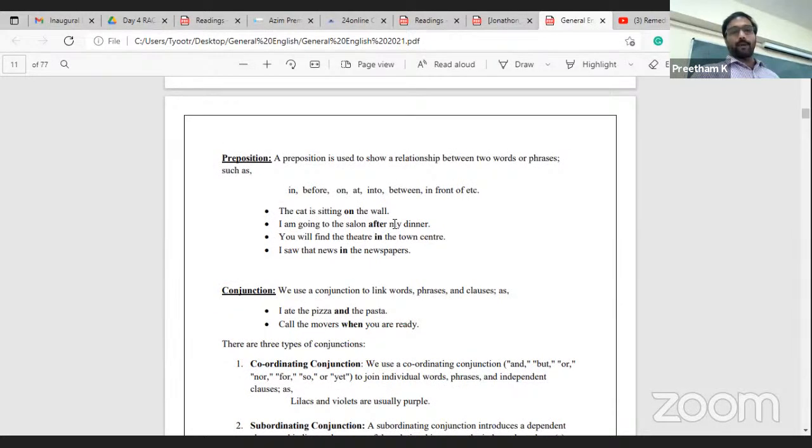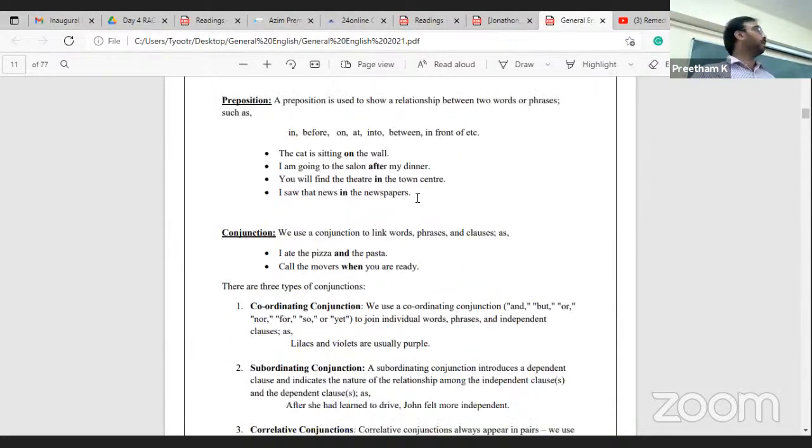Then preposition, anything that denotes position of objects. A preposition is used to show a relationship between two words or phrases. At, on, in are prepositions. The other day I told you at for smaller places, in for bigger places. I am at CMS in Bengaluru. The other day I think I told the opposite. At you use for smaller places and in you use for bigger places.